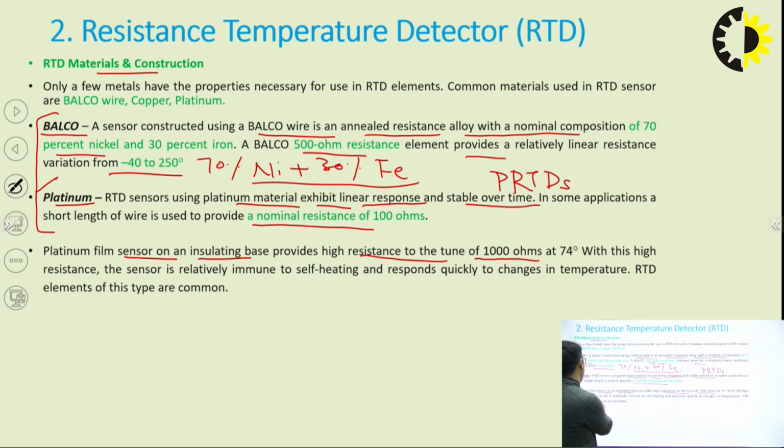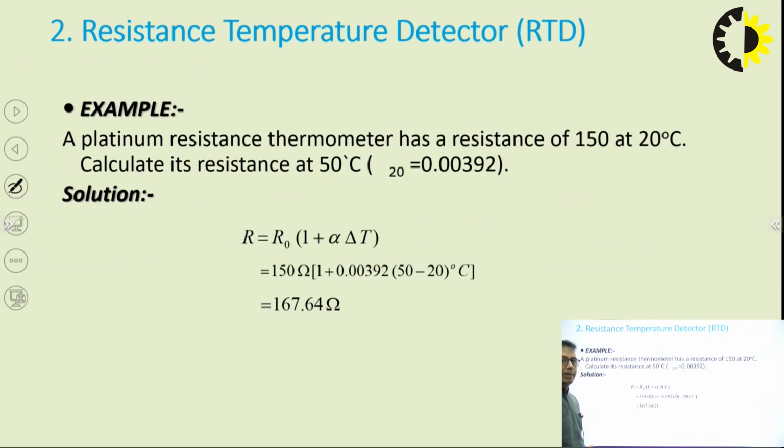With this high resistance, the sensor is relatively immune to the self-heating process and responds quickly to changes in temperature. So this is a very simple numerical problem generally asked in examinations.